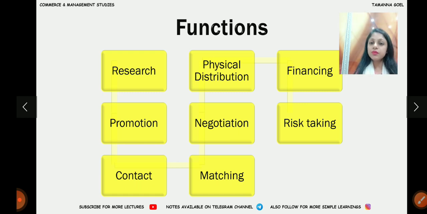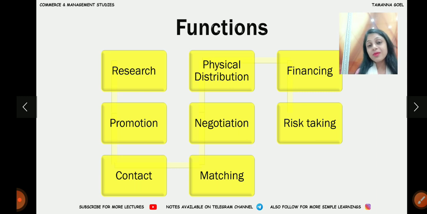Contact. These are the people, you know, who are actually the point of contact between the producer and the consumer. If the producer has any scheme or anything to offer to the consumers, the intermediary will do that. And on the other hand, if the consumer has any feedback or any complaints, again, the intermediary will reach the producer. So he's a point of contact.